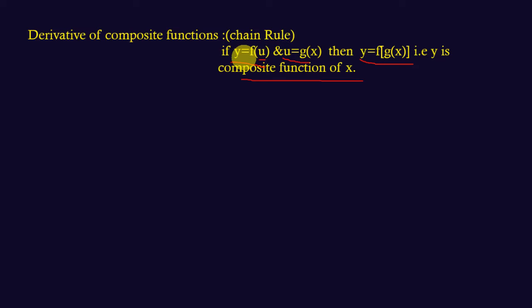Already we have studied how to find composite function in last standard. If we have provided y is equal to a function, and inside value u is given as g of x, we substitute this u as g of x, and finally we get y as a composite function f of g of x, that is y is a function of x.